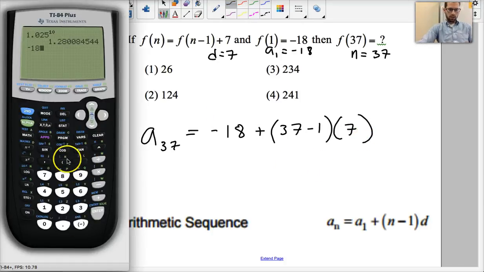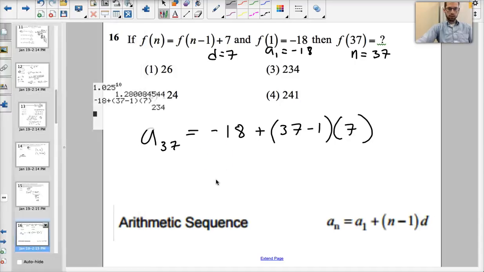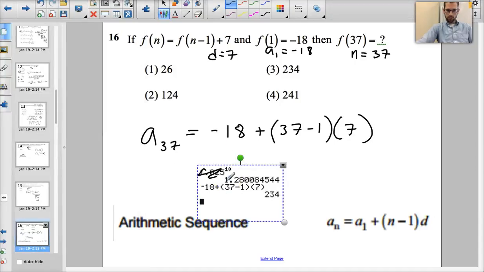Negative 18 plus, and yes, I'm actually about to plug 37 minus 1 into a calculator. It's embarrassing. Times 7, and that gives me 234. So I'm just going to drag that in there for you guys. You don't need to worry about this top part. But there it is right there. So it's exactly 234 for my 37th term.